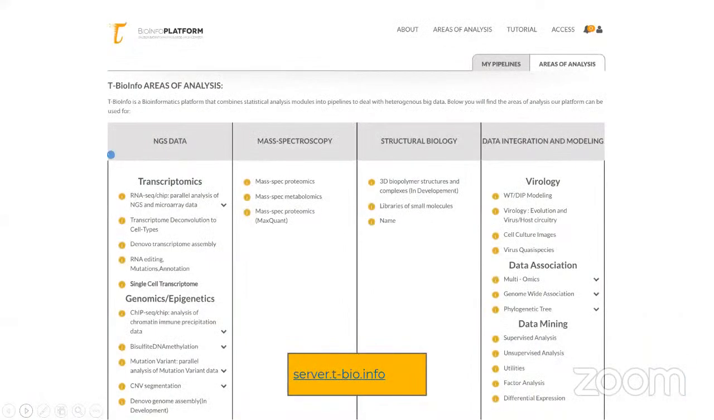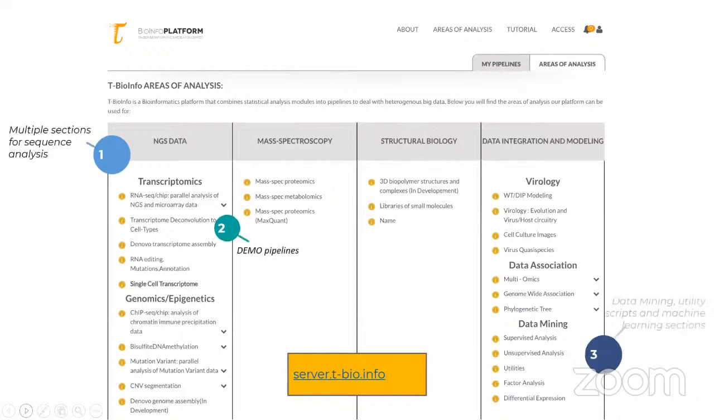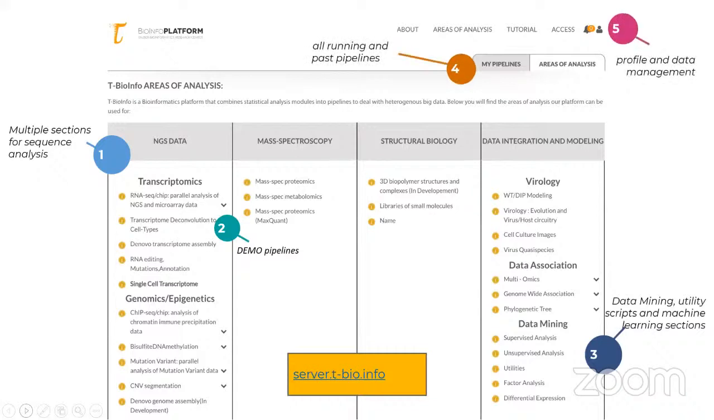Throughout the course, you will be given directions to access the tBioinfo platform for bioinformatics processing and analysis of transcriptomics data. The platform includes demo pipelines as well as data management and analysis cloud infrastructure to run bioinformatics pipelines.